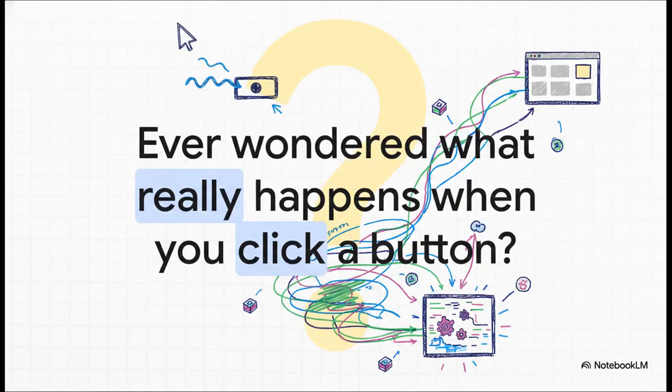So this is the real question, isn't it? When your finger taps that screen, what kind of chain reaction does it set off inside the computer? It's a journey that goes from what you see deep into the code and then right back out to the screen again. Let's start that journey together.